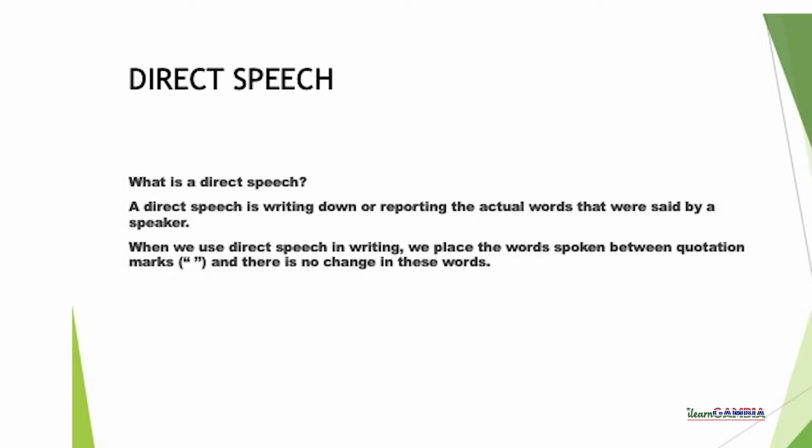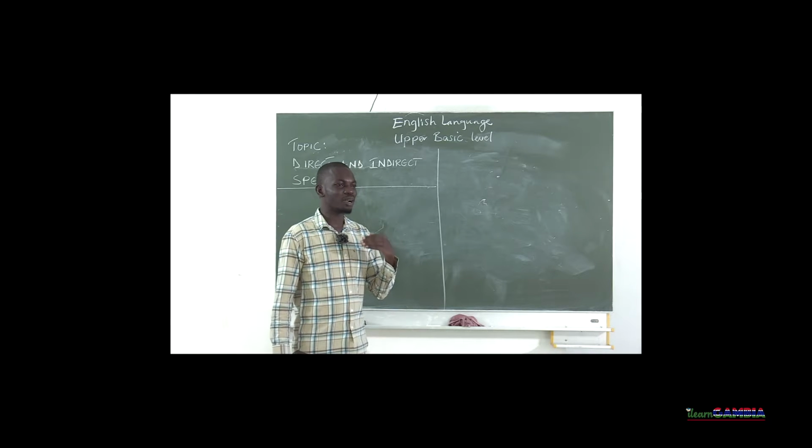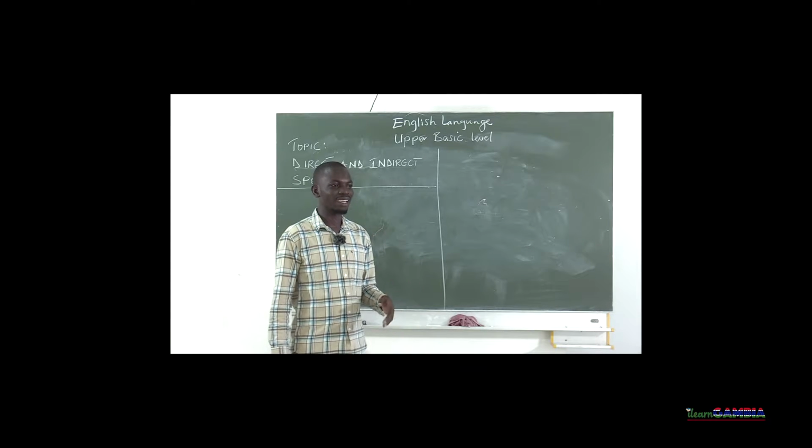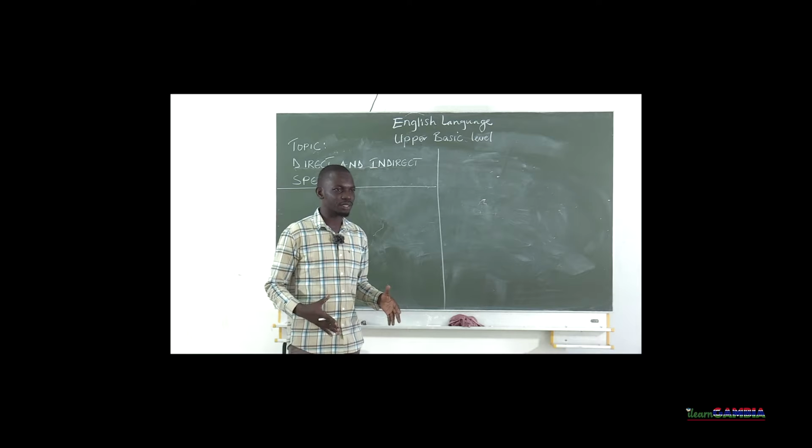Now, a direct speech is writing down or reporting the actual words that were said by a speaker. Now, mark this particular statement, the actual words that were said by a speaker. Now, if somebody said something and you want to report it, you can use a direct speech. That is, you actually say exactly the words that the speaker used. Okay? Now, how do you do this?